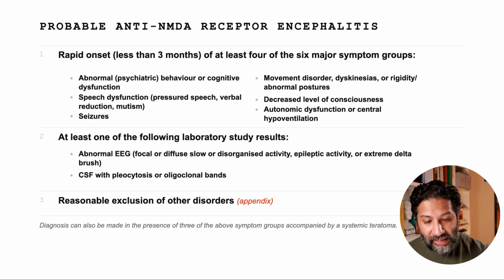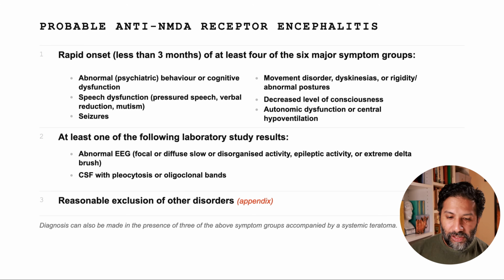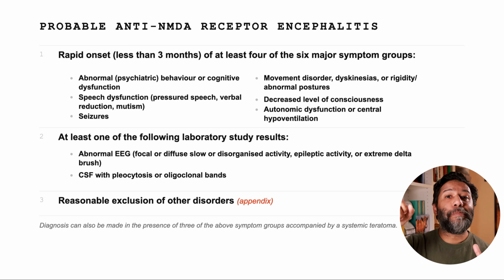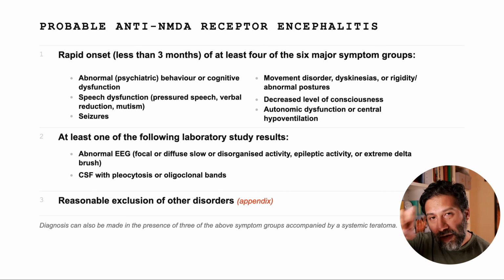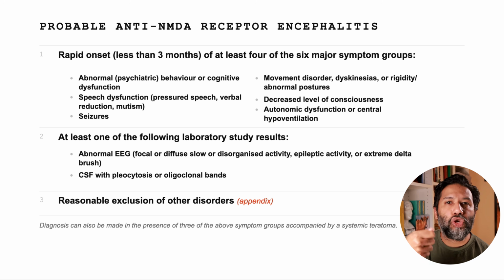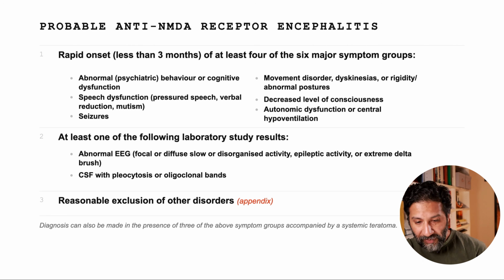And then we want at least 1 of the following: a lumbar puncture that's abnormal, pleocytosis, or oligoclonal bands, or an abnormal EEG. The classic thing we see is diffuse, disorganized activity. You can have epileptic activity, and then we get something called delta brush, where we have this slow delta activity, and on top of that, there's this tiny almost beta activity on the actual slow delta. So it looks like a toothbrush, essentially. You've got a little bit of a brush there of high beta on top of the delta itself.